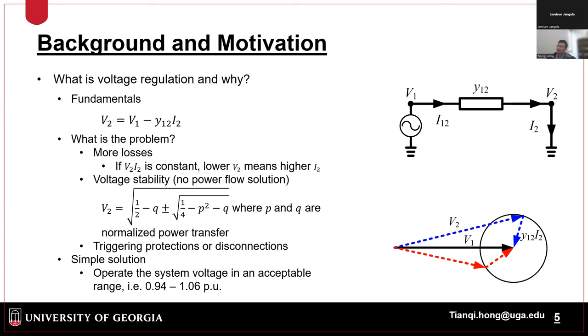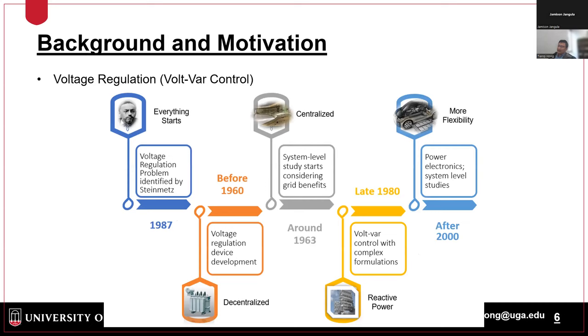Although the solution is very simple, a lot of researchers have spent a lot of time, even their entire lives, trying to solve the voltage problem. The voltage regulation problem has been identified since the beginning of AC power theory by Stanley Mates. Before the 1960s, people focused more on developing voltage regulation devices, such as transformers with step changers or capacitor banks. Around 1963, people started looking at the system benefit gained from voltage regulation.